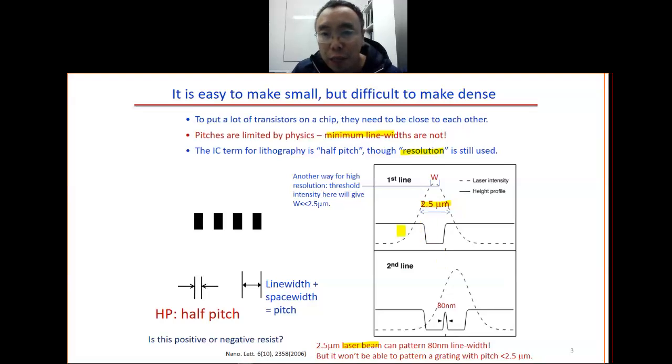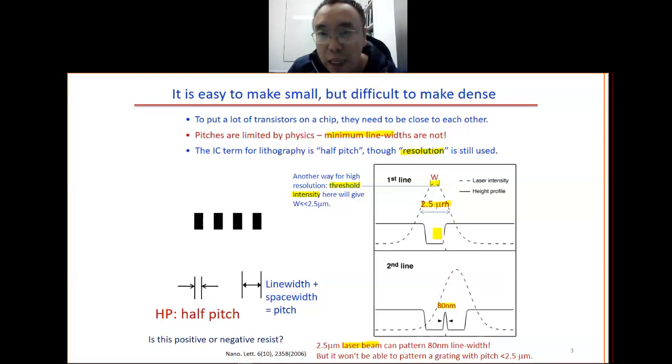As you can imagine, if we expose here to make a structure like this, then we move the wafer a little bit to expose another pattern here, then we do the development process. By chance, you can get a small feature size. Here the feature size is only 80 nanometer. That means with this 2.5 micrometer laser beam, we can get an 80 nanometer feature size. Another way to get a smaller feature size is to control the threshold intensity. If we make the threshold intensity, for example, this one, then the resulting feature size will be W. You can see W is much smaller than the 2.5 micrometer beam.